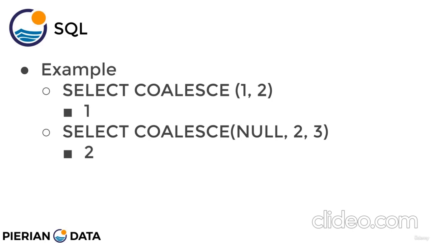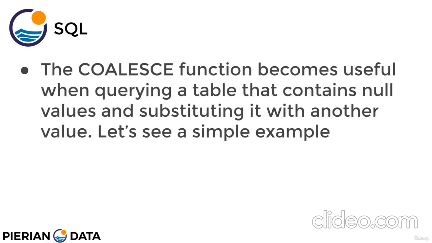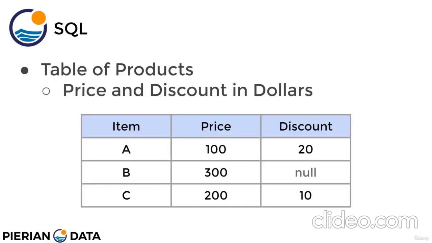Now, of course, I'm sure by now you're wondering, when is this actually going to become useful? Well, the COALESCE function becomes useful when you're querying a table that contains null values, and perhaps you're trying to perform some sort of operation on it, which you can't actually perform with a null value. So, in case it's null, you want to substitute it with another value. I want to show you a really common example.